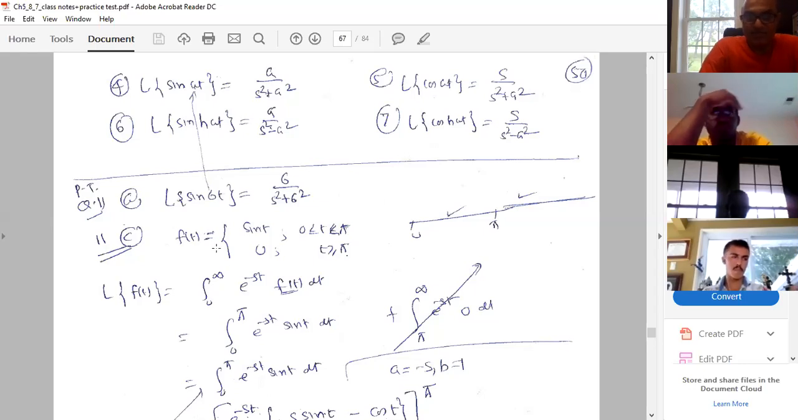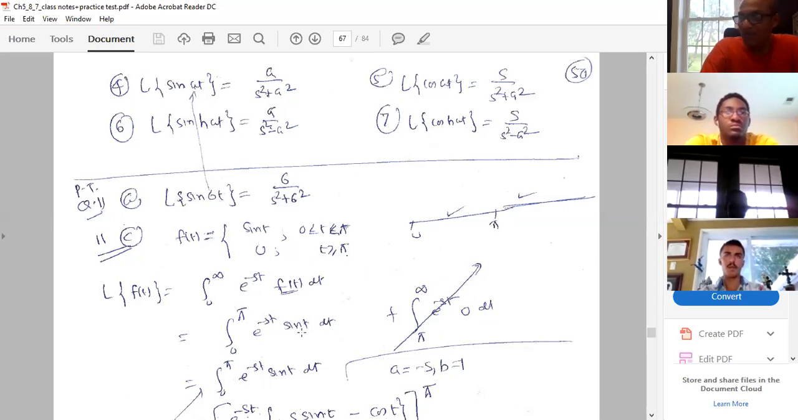Integration 0 to infinity, e to the power negative st times f(t) dt. My integration range is divided into two parts, 0 to pi and pi to infinity. Between 0 and pi, f(t) is sine t. That is the definition. Between pi and infinity, f(t) is 0, which means everything is 0, no need to write it. So I'm concentrating only on e to the power negative st sine t.